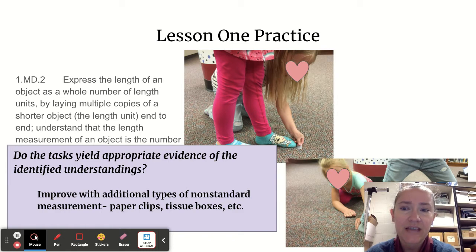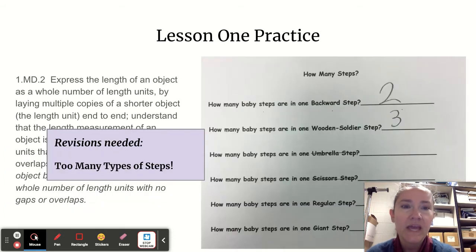Do I think that these tasks yielded the appropriate evidence? I do. I felt like they learned a lot. I think I could make it better using additional things like paper clips or boxes, but I definitely felt like they learned what they needed to. It was just a lot for them. Like I said, like cognitive overload, I think. When we started filling out the measurement sheets, or the recording data sheets, there were just too many different types of steps. I felt like we only really needed a couple of different examples and they could have walked away with a good understanding of what we were doing.